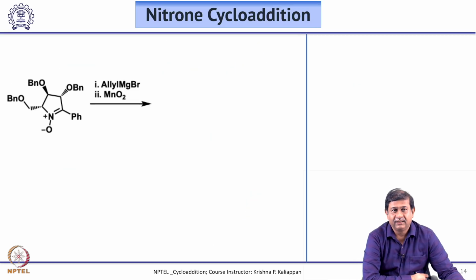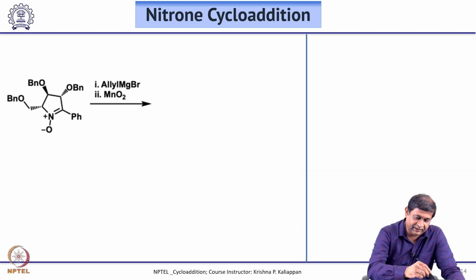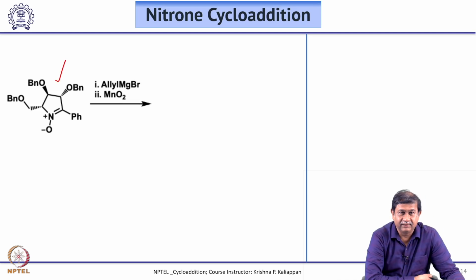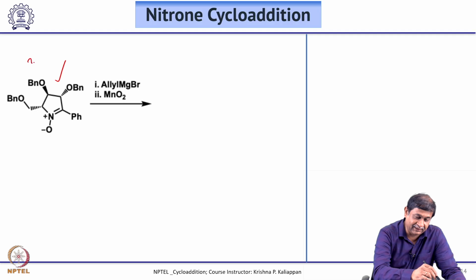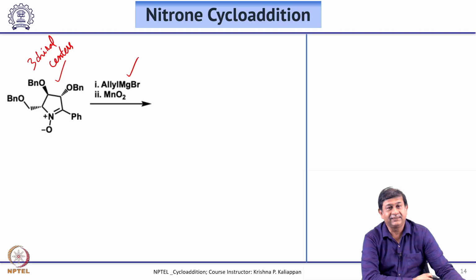Okay. Then this is a very interesting compound, a nitrone having 3 chiral centers. Already it has 3 chiral centers. What is the first step? Addition of allyl magnesium chloride.